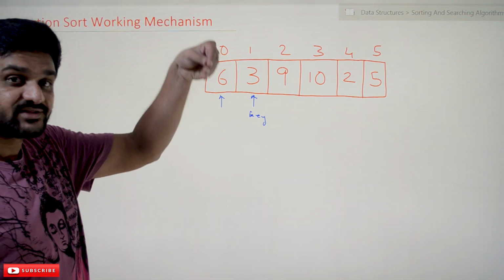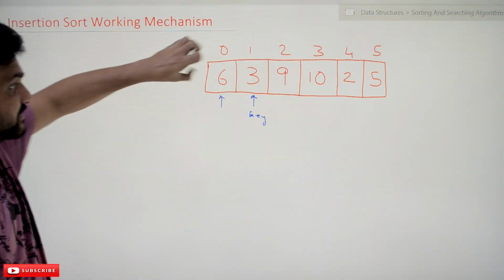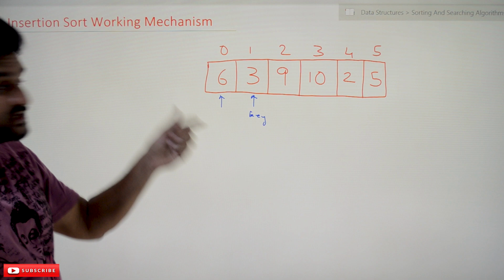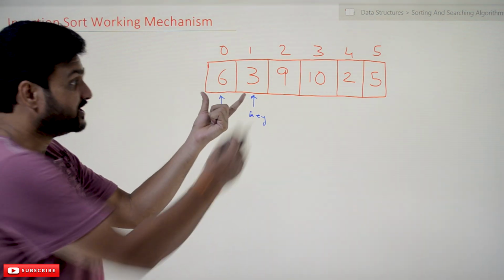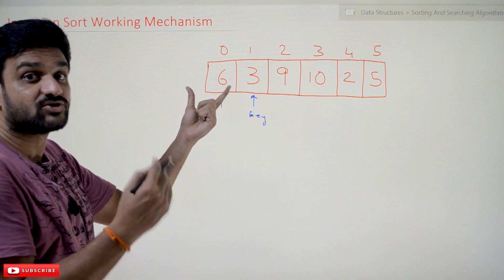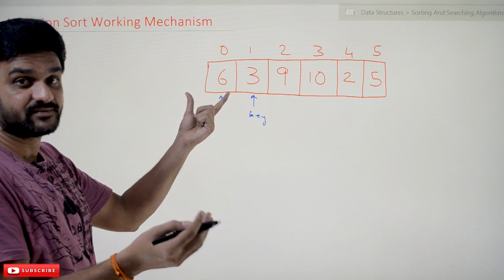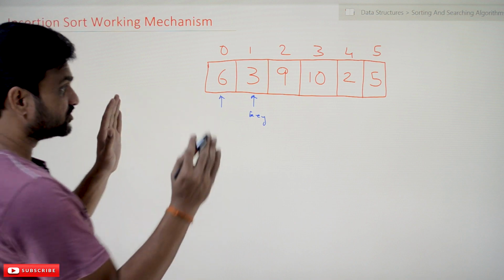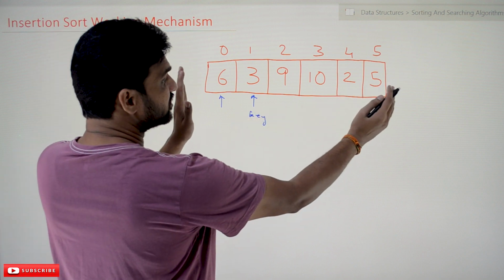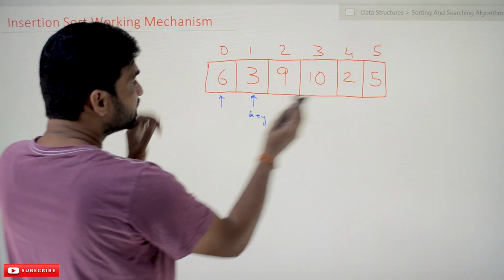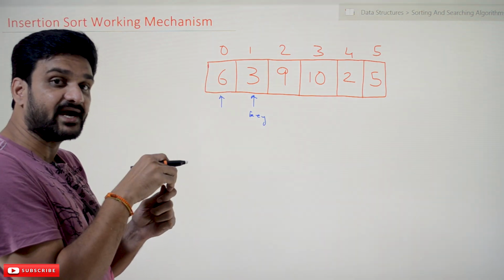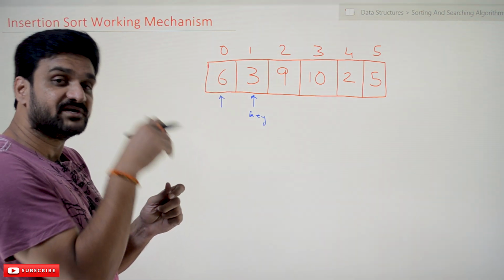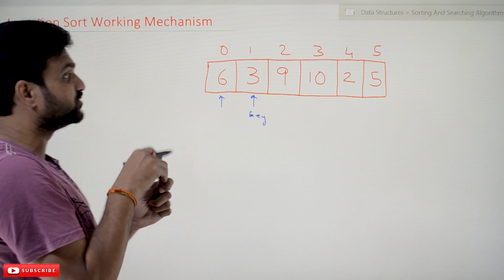I am going to take 3. These two are the elements that are in the hand and these are the deck of elements that are remaining. Try to get that point. Visualize the things. Initially these are the deck of cards. I first took 6 and kept it in my hand. As there are no elements, I just put it in its position.